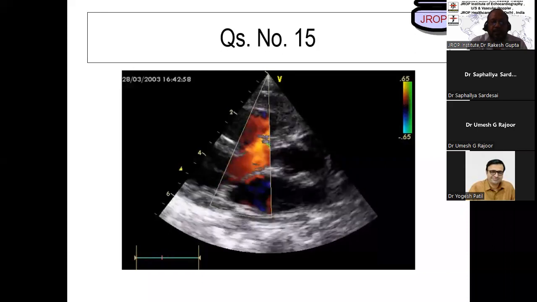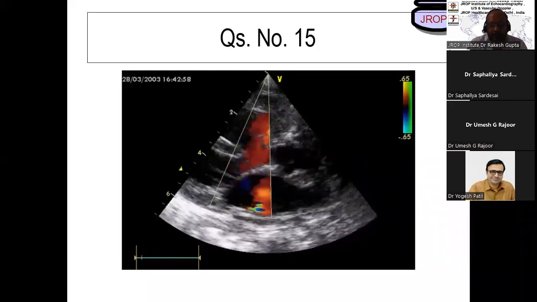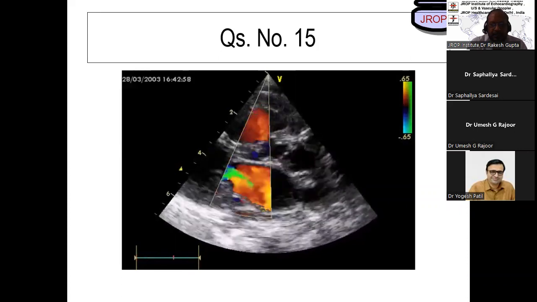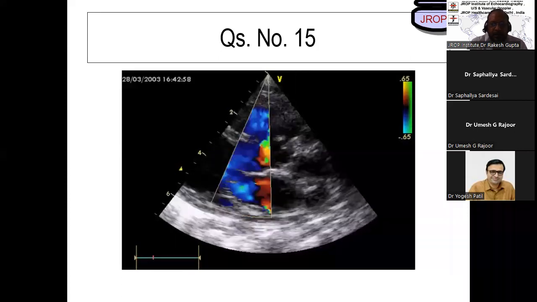Parasternal long axis view with ventricular septal defect. Right. Looks like overriding of the aorta.